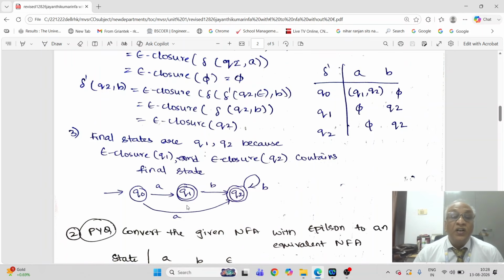Okay. So this is the NFA with epsilon conversion to without epsilon.